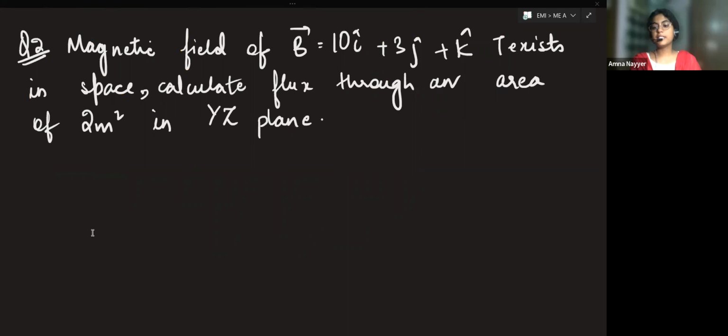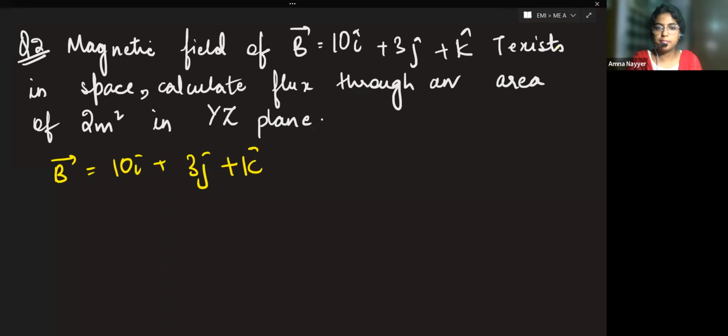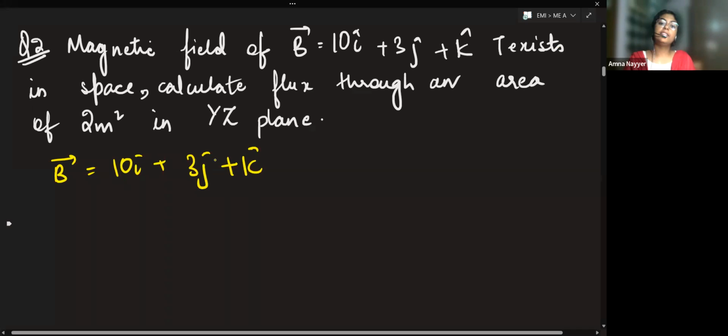See, this question says what? Now it's in Cartesian form. Earlier it was in polar form, when you had the angle between the two vectors. Now the magnetic field is given in Cartesian form. So the magnetic field given to you is 10 i cap plus 3 j cap plus k cap. It is asking us to calculate the flux through an area of 2 meter square in the YZ plane.